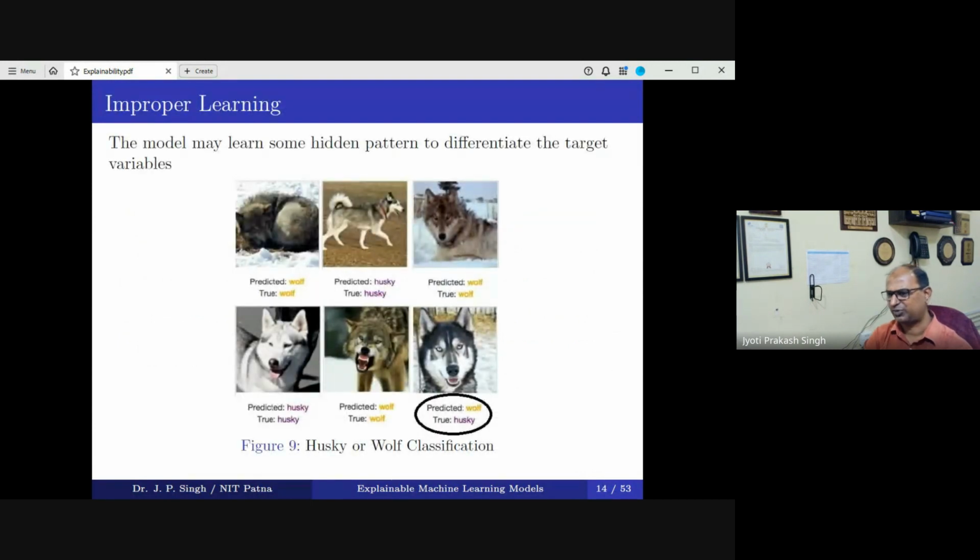Another one is very similar to the data leakage problem. Here I am just saying that this is improper learning, but the problem is more or less similar. You see here in these 6 examples, this is predicted as wolf and the true label was wolf. This was predicted as husky, true label was husky. This was predicted as wolf, the true label was wolf, and so on. The only wrong prediction the system has made was this.